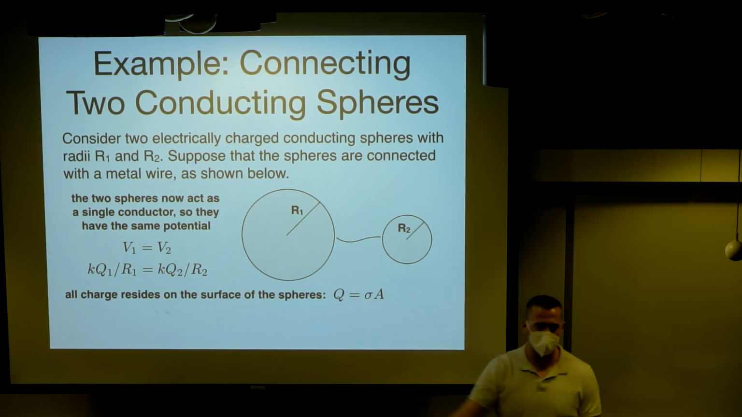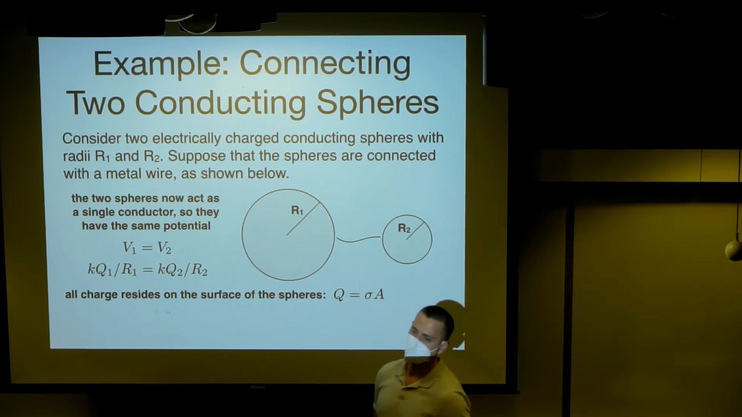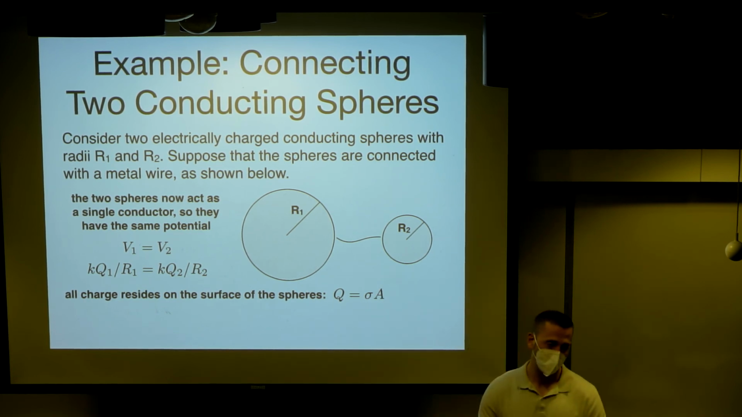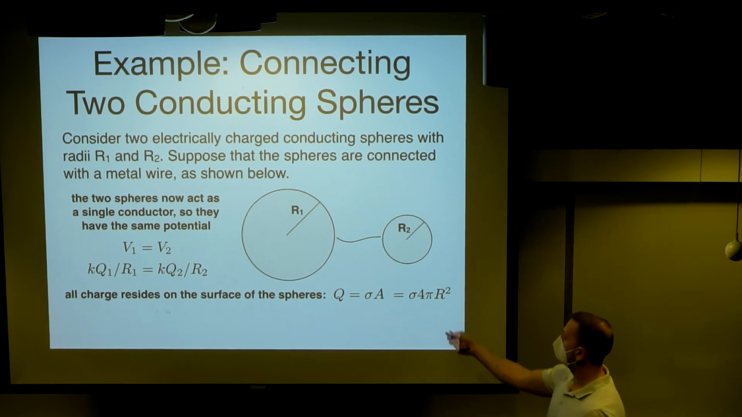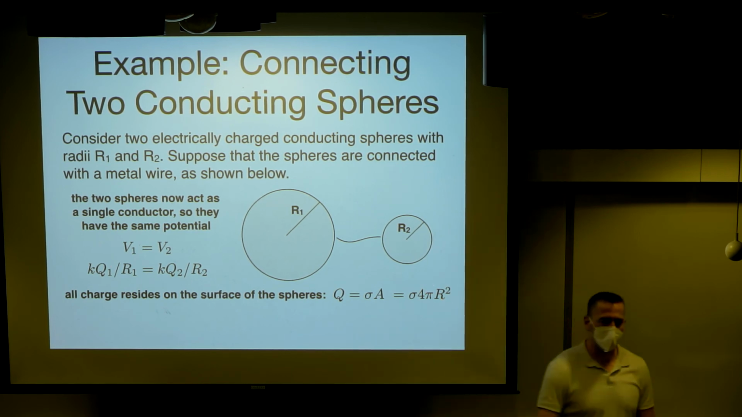Just bring in the definition here. Since we're dealing with a sphere, what can I say about area? What is the relevant formula for area? Yeah, the surface area of a sphere is 4 pi r squared. So I'm going to put that in there for area. For each one of these, if I want to express the charge, I can write that as sigma times 4 pi r squared. I can do that for Q1. I can do that for Q2. I can make that substitution. Okay?